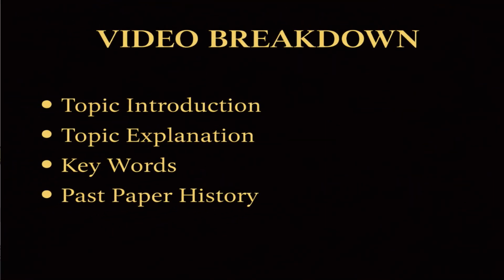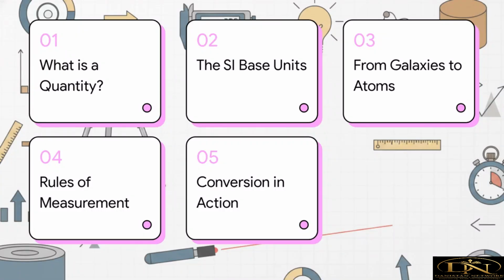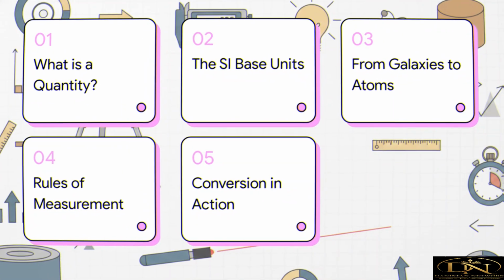Alright, so here's a look at our agenda for this explainer. We're going to start with the basics. What is a quantity? Then we'll jump into the SI base units. After that, we'll see how we use them to measure everything from galaxies to atoms. We'll then cover the rules of measurement, and finally, see some unit conversion in action.